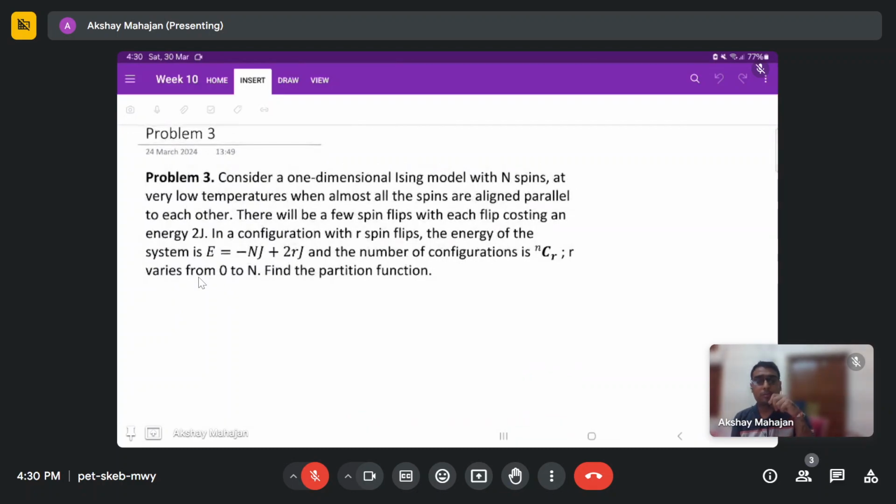Okay, so we are doing problem number 3. As I was saying, we have a one-dimensional Ising model with n spins at very low temperatures.